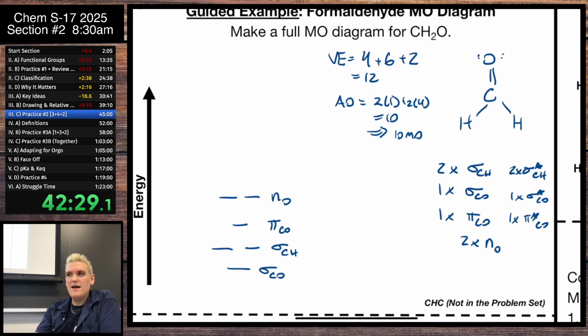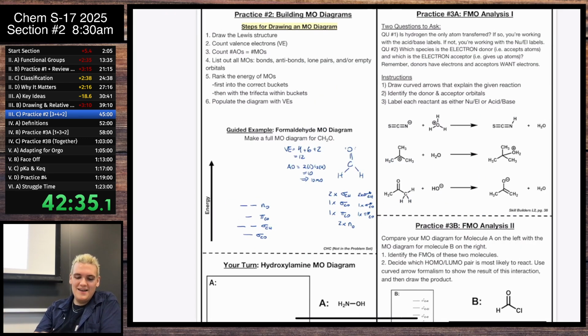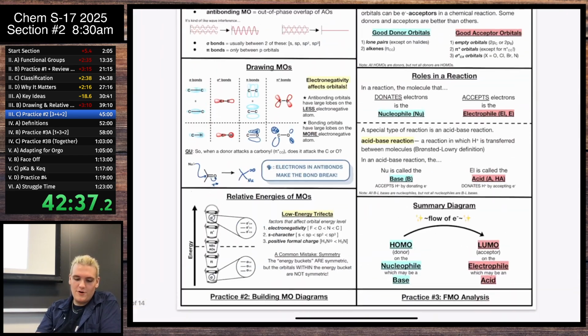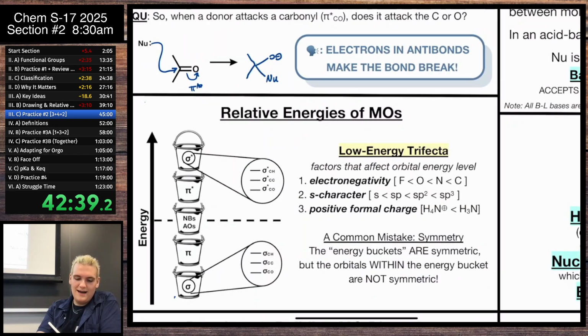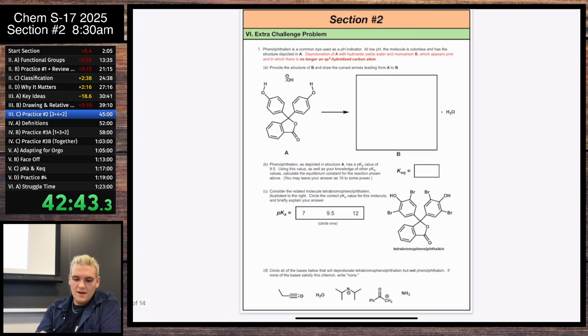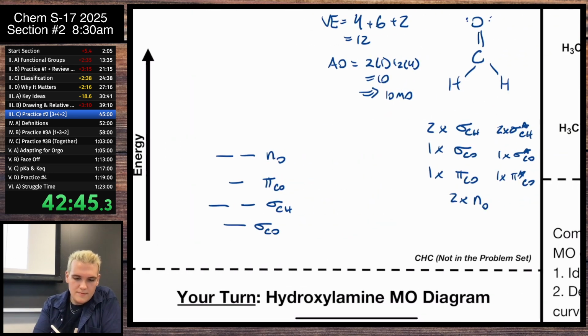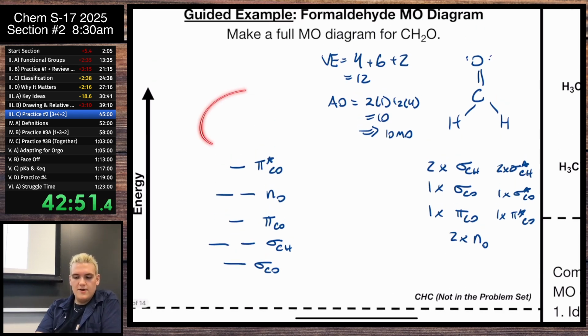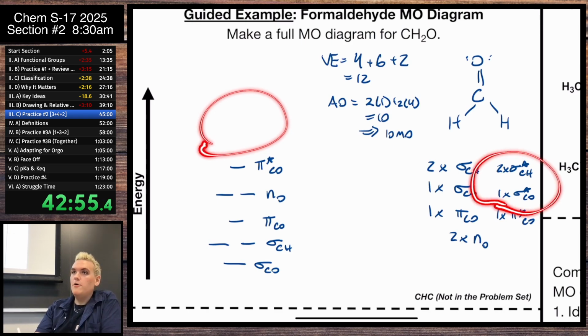What's the next bucket above non-bonding? Sigma star CO. Pi star, yeah, because our buckets are that symmetric order here of sigma, pi, and then highest is sigma star, then pi star. So, pi star, we only have 1 option. And then our highest bucket's the sigma star. And which one's going to be lower in energy between sigma star CO and sigma star CH?